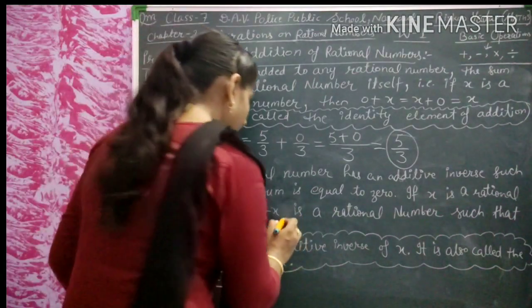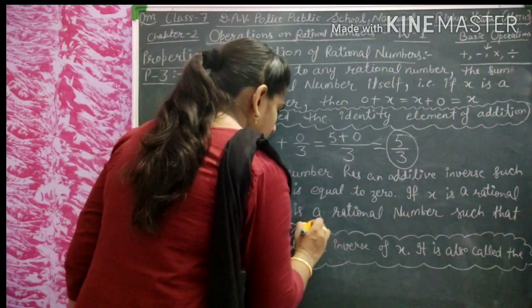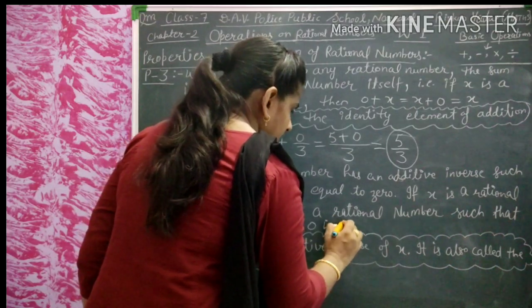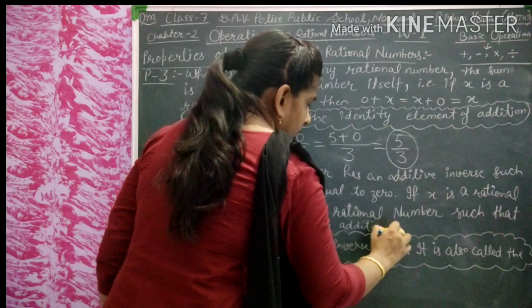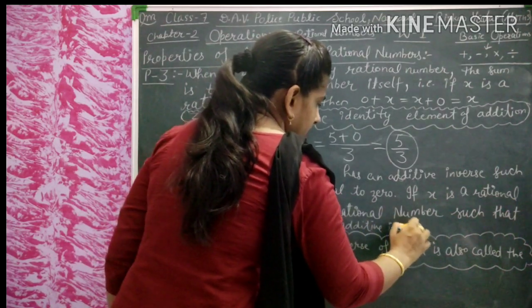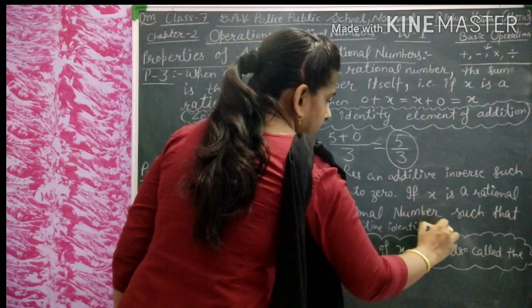We write it as: 0 is the additive identity element.